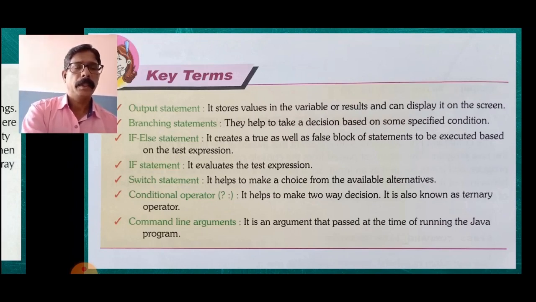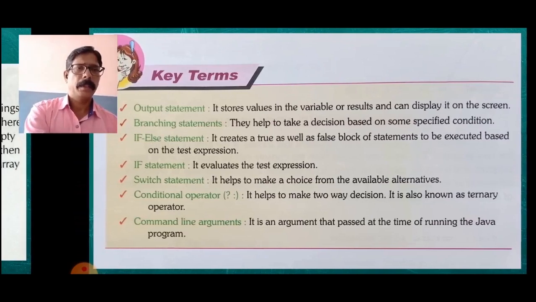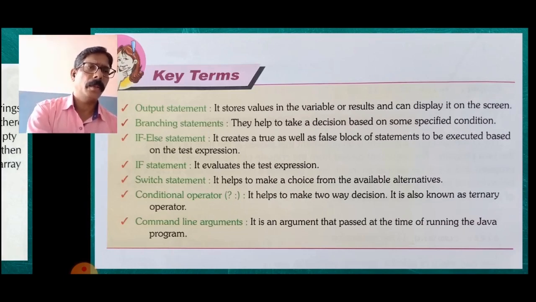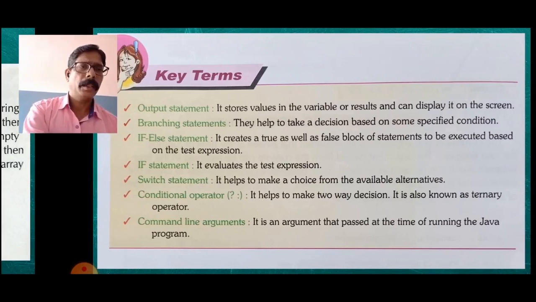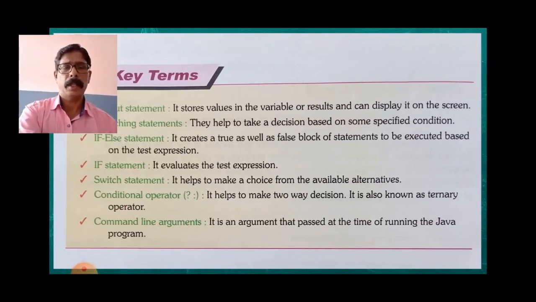Switch statement helps to make a choice from the available alternatives. Conditional operators help to make a two-way decision. It is also known as the ternary operator. Command line arguments: it is an argument that is passed at the time of running the Java program. These are the key terms from this chapter.